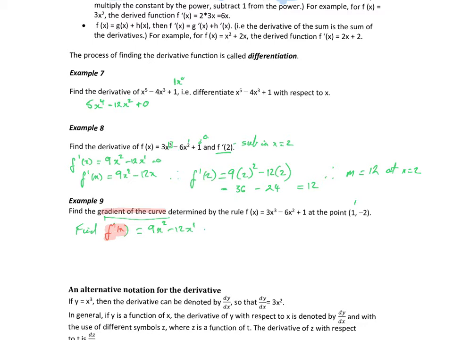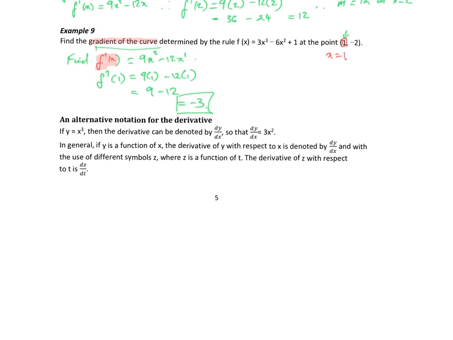At the point x equal to 1, so that's the crucial thing here. That's saying x is equal to 1. I know y happens to be negative 2, but that's okay. We don't need to use that. So f dashed of 1 is equal to 9 times 1 minus 12 times 1. 9 minus 12, which equals negative 3. All right.